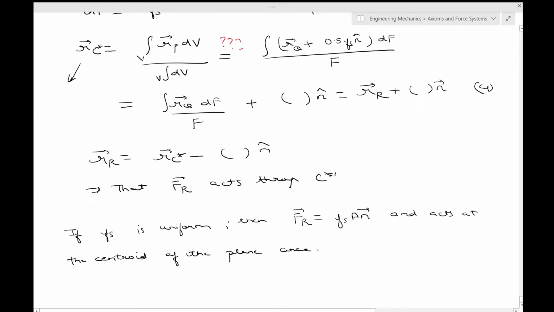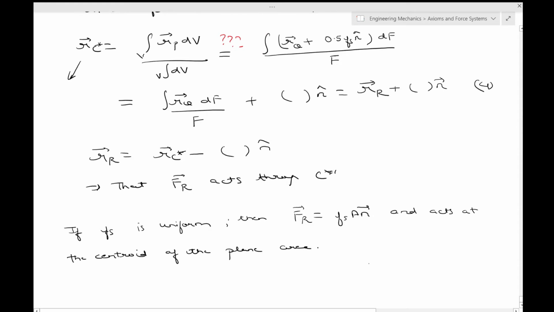So for uniform loading it will look something like this. If this is the area, the uniform loading will look like this. So the resultant Fr will be equal to Fs A n, and this is clearly Fs. It's uniform, so it's not varying with where you are on this area. This is plane area A, and this is also the centroid somewhere over here, C star. So it passes through the centroid.